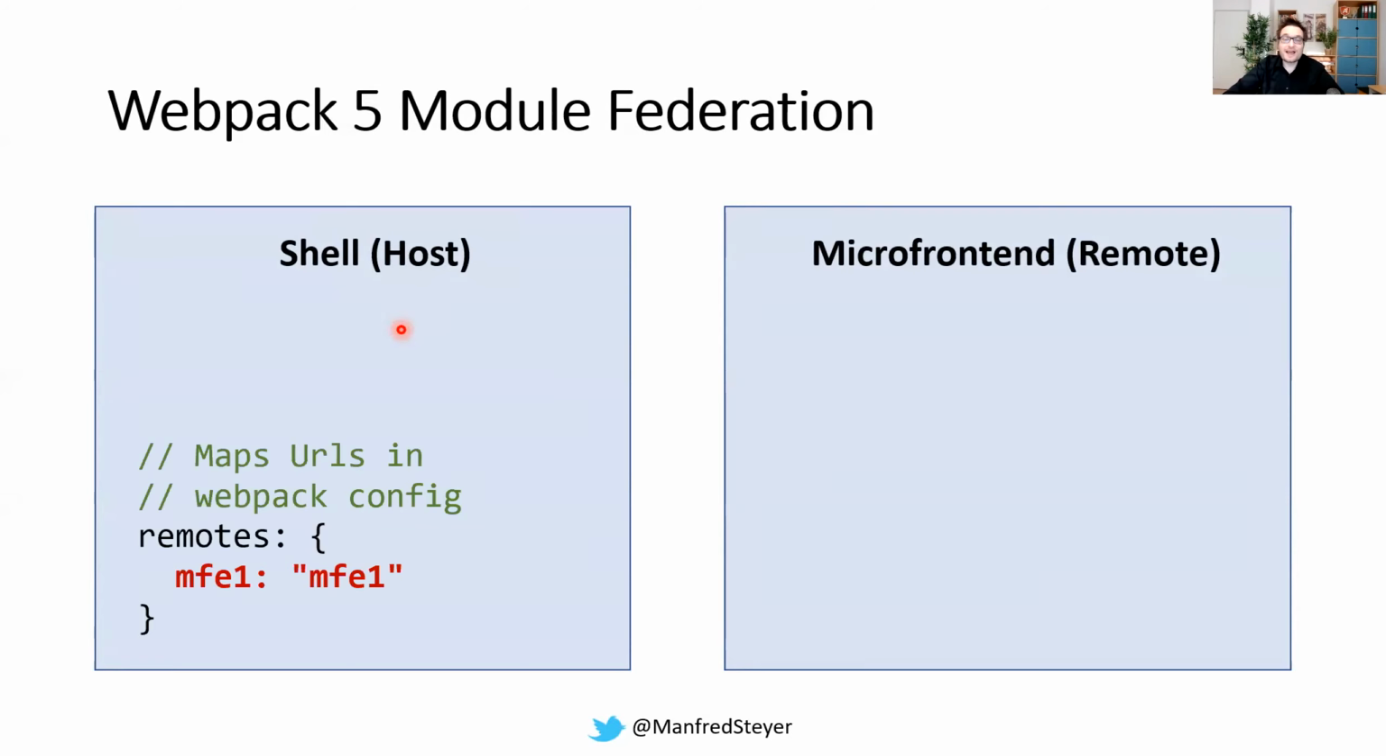For instance, you can define mapped URLs for your shell. You can say, hey, this URL mfe1 points over there to another micro frontend. And well, by the way, over there, it's also called mfe1. You could also define an alias here. I went here with a non-alias because I'm mapping mfe1 to mfe1.